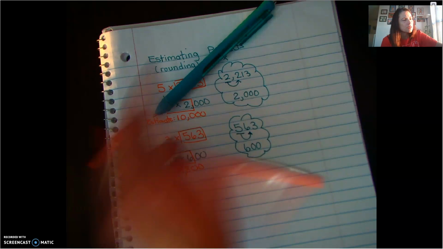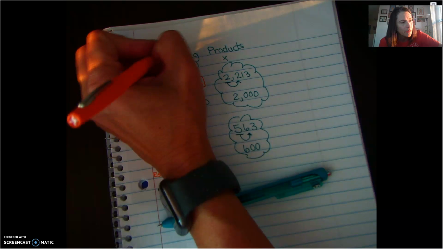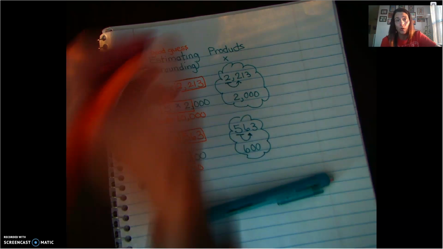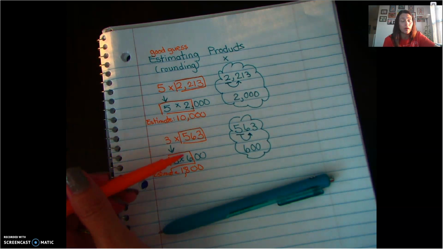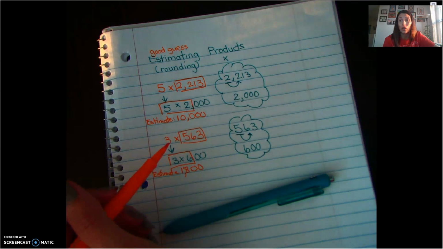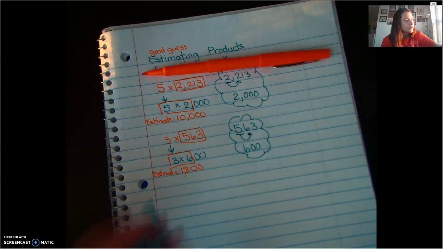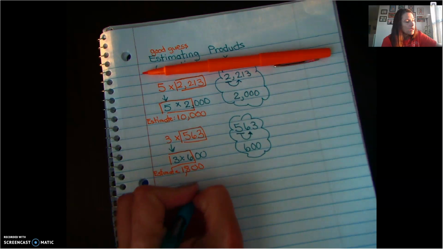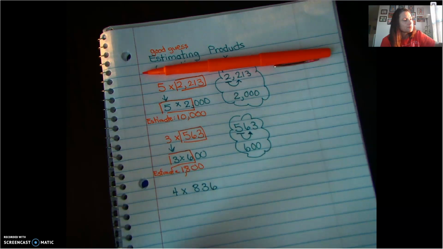an estimate is also kind of like a good guess. So we're not just doing some random numbers. We are doing numbers that are close to it, and we're using our rounding to make sure that we're getting a good guess. We're estimating here. So one more. So we're going to do 4 times 836.